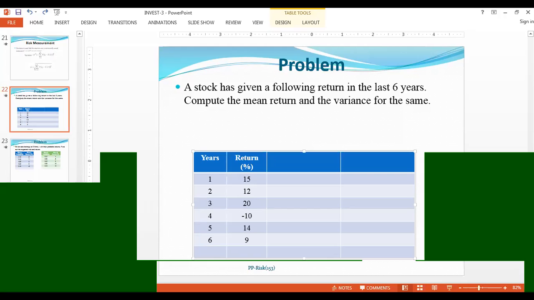Future. Historical. Future. What type of variance you have to estimate? Futuristic or the historical? Historical, sir. It is historical.